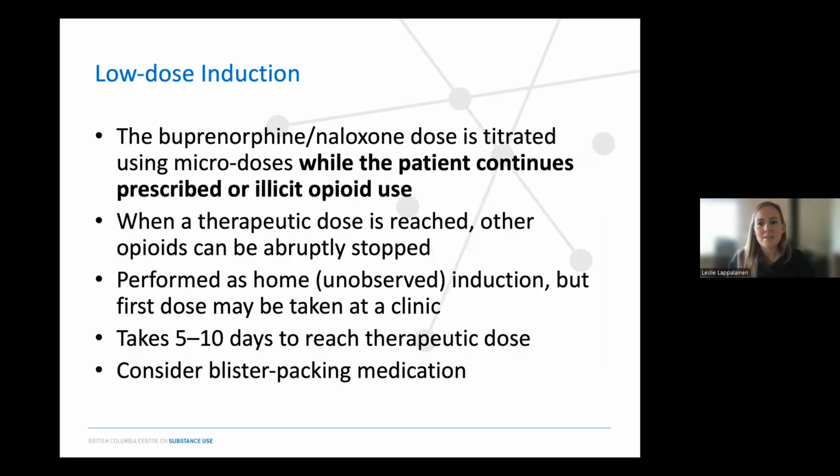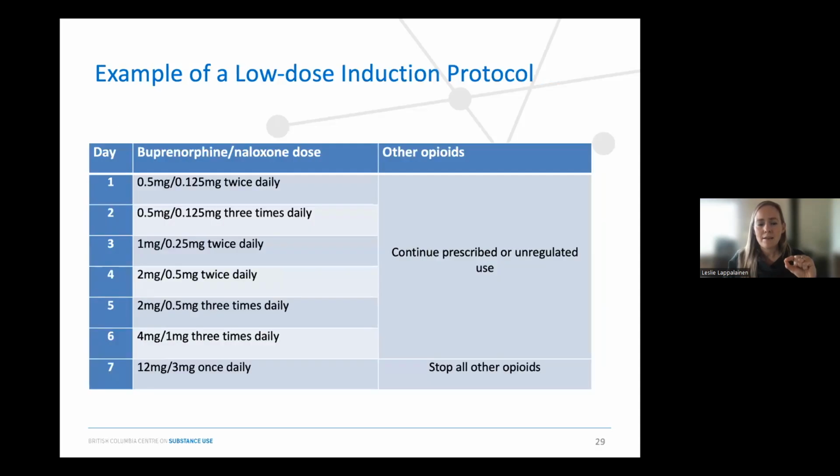So as I mentioned, the patient can continue to use prescribed or illicit opiates while going through a low dose induction. And essentially the premise is that you start with very low doses of buprenorphine, naloxone, and each day that dose gets incrementally larger, such that once you get to 12 to 16 milligrams, the person can abruptly stop all other opiates because their opiate receptors are essentially saturated with buprenorphine.